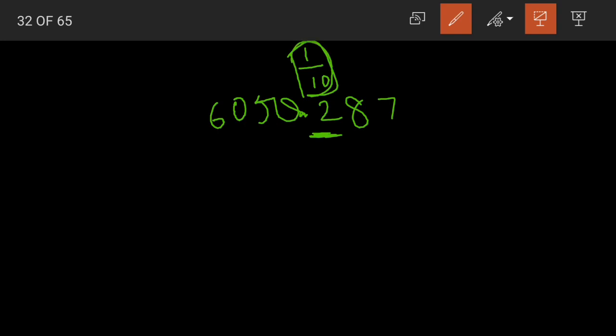Again we have discussed a similar question. What is the number here? 6050.287. We have to round it off to the nearest tenth. That is, we have to round off to the nearest 1/10th place. So we should look at the digit in 100th place. What is it? It is 8, that is greater than 5. So we have to round up.